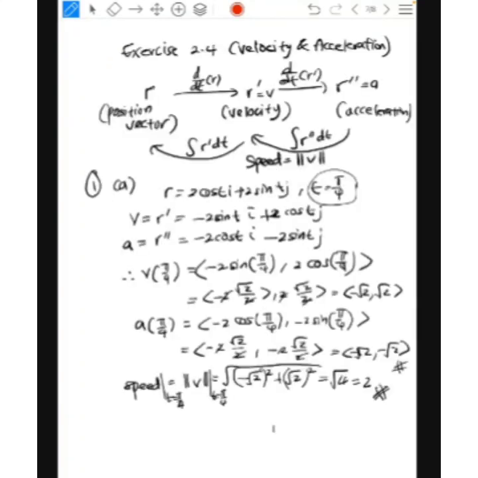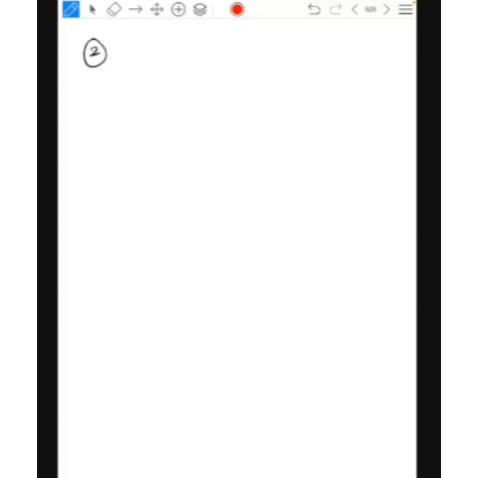Alright, let's go into question number 2. Use the given information to find the position and velocity vector of the particle. Okay, so for position and velocity, they give us a now. That means they want us to find v and r. To find v and r from a, we have to use integration. So let's look into 2a, where a equals negative 2 cos t i plus negative 2 sin t j, and v0 equals i, r0 equals negative j.